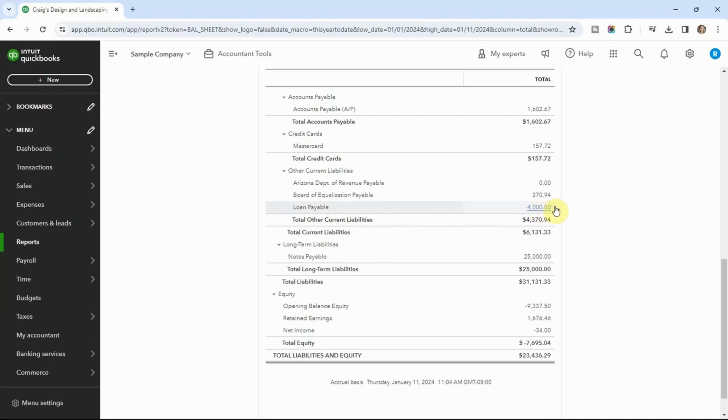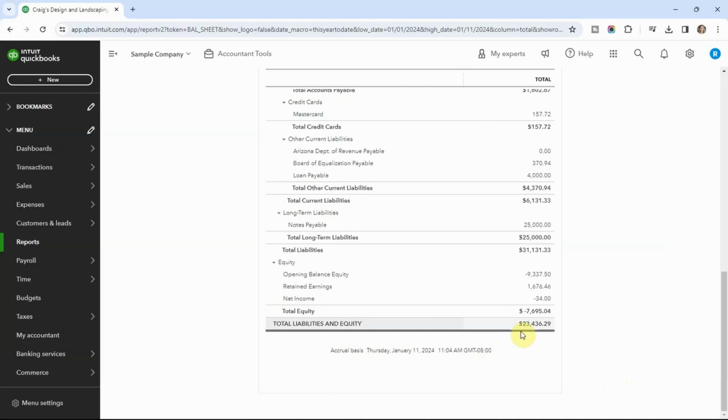And every time you make a loan payment, this number is going to go down until hopefully it gets to zero. I have no idea what this is. Board of Equalization Payable. I do not know what that is. I've never used that. And then the last thing on the balance sheet is equity. Sometimes there's owner's draws in here or owner's equity. I make sub-accounts here to pay my personal taxes as well because that is not really a business expense. It is part of my personal expenses.